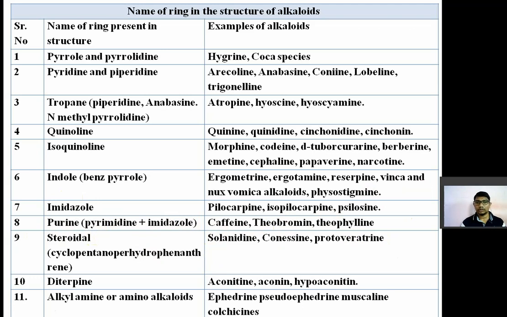Now solanidine, conessine, protoveratrine, or steroidal alkaloids will have a steroidal ring in the structure. The steroid ring itself is known as cyclopentanoperhydrophenanthrene. Remember. Now aconitine, aconine, hypaconitine will have a diterpene ring in the structure. Ephedrine, pseudoephedrine, mescaline, colchicine are also known as alkylamine or amino alkaloids. So these were the important points from the alkaloid chapter.